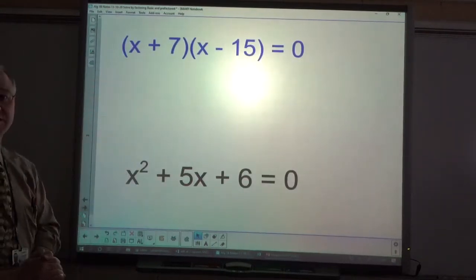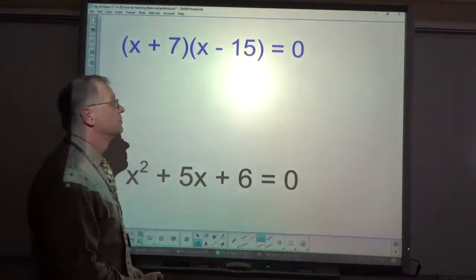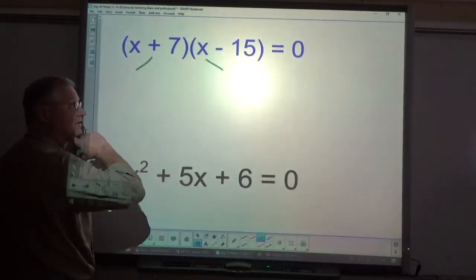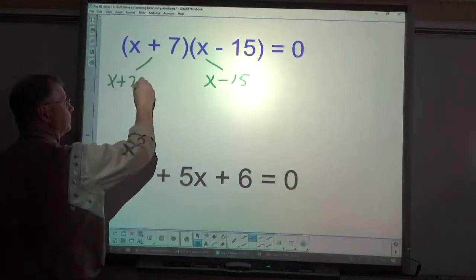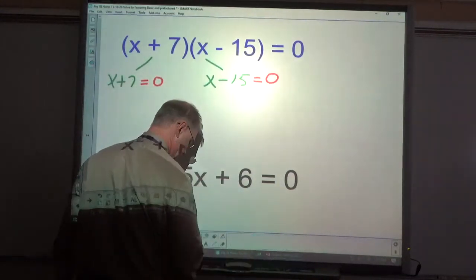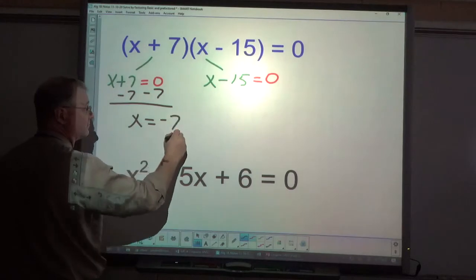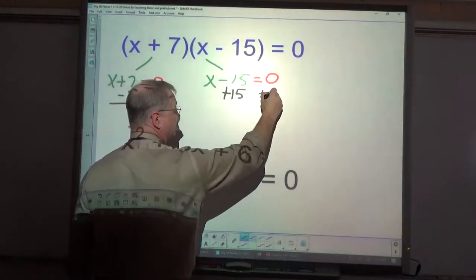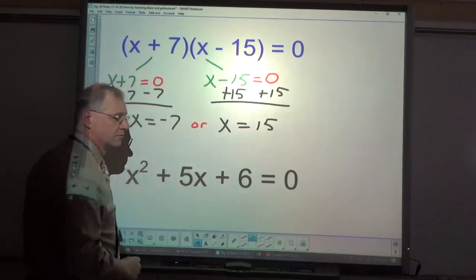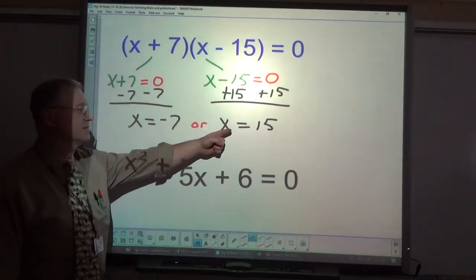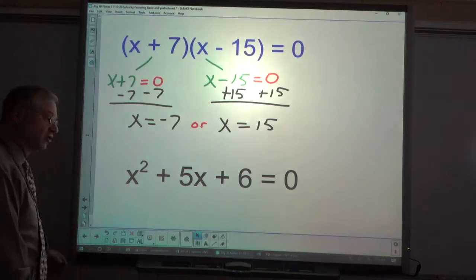This top one is already factored for you. So this parenthesis times this parenthesis equals 0. So I'm going to separate the things that are multiplied together here, and I'm going to set them equal to 0. And then I'm going to solve them. In this case, I'm going to have to subtract 7 from both sides. Add 15 to both sides. And you connect them with the word or. So x equals -7 or x equals 15, because it could be this or that or both. That's what the word or does, that conjunction or.